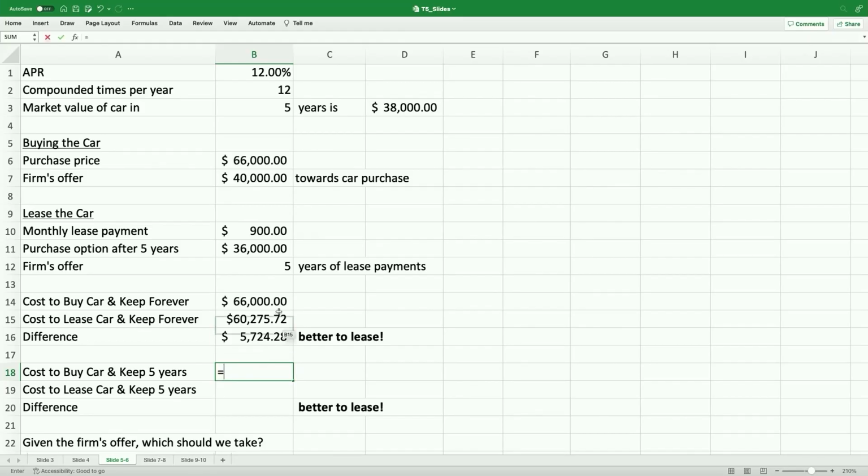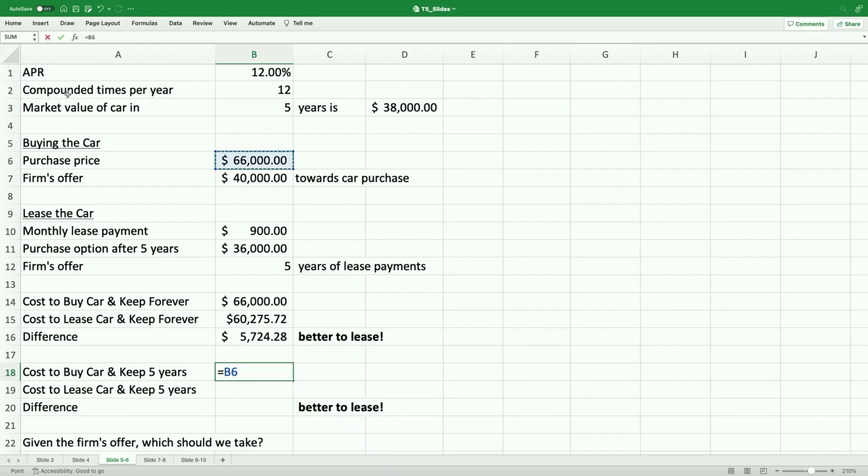Well, to buy the car today, the purchase price is $66,000, regardless of whether you finance it or not. You borrow or not, we already showed that. Okay, so if I only want to keep it for 5 years, what's going to be true? I'll pay $66,000 today, and then in 5 years, I can sell it for $38,000. Everyone on board with that? Buy it today for 66, sell it in 5 years for 38.